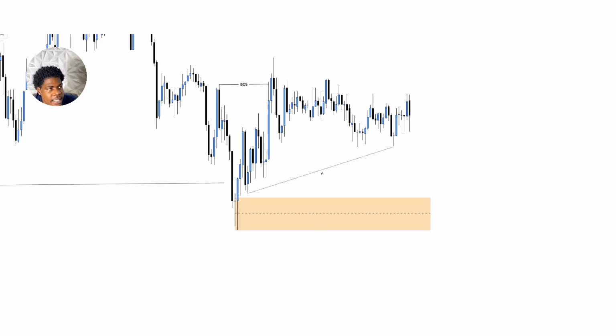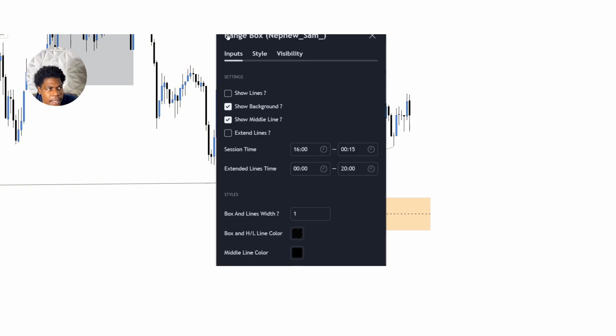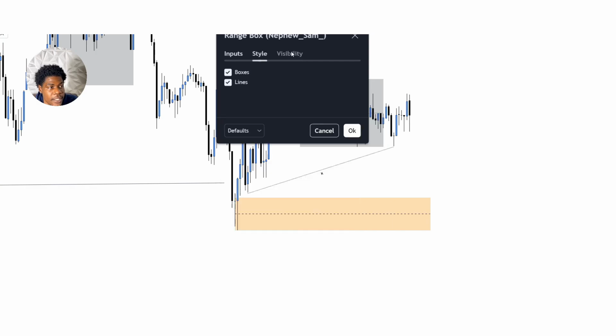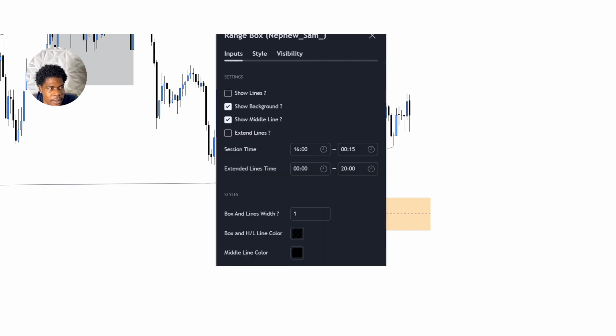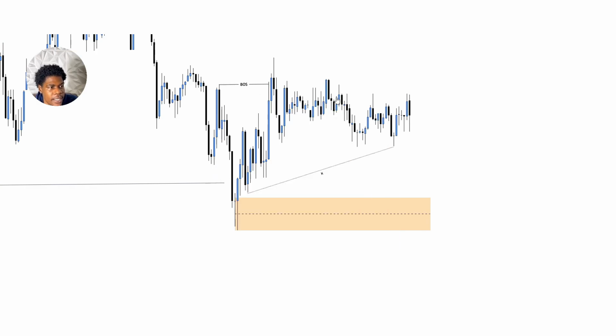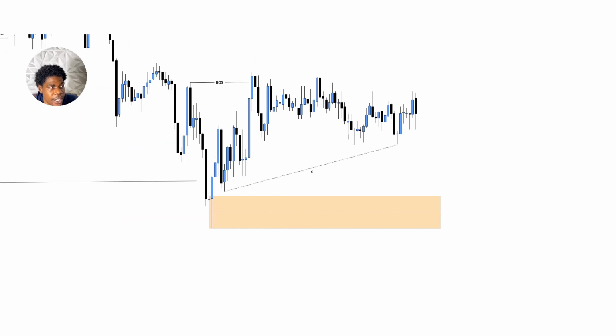also. As you guys can see, let me just bring up my indicator. I love this indicator right here. It's called Range Box by Nephew Sam. I'll talk about this in the free course inside of the Spark Trading community. Make sure you guys join that down below. That course is free. I just go over everything that you need to really understand smart money. It's really easy once you understand it. But this is the free indicator. You guys can just pause that.